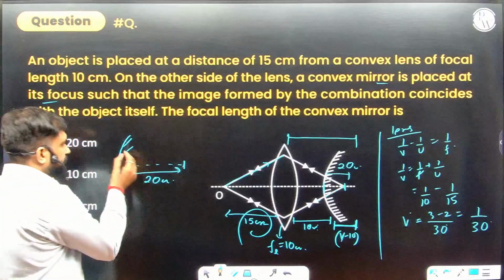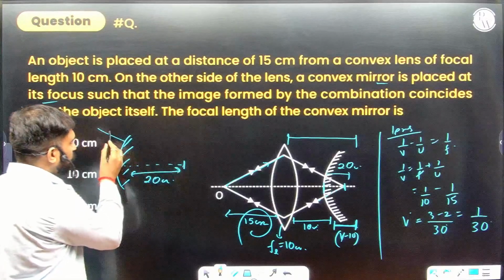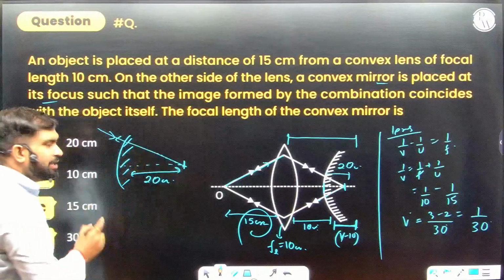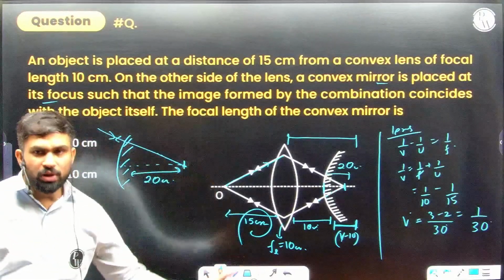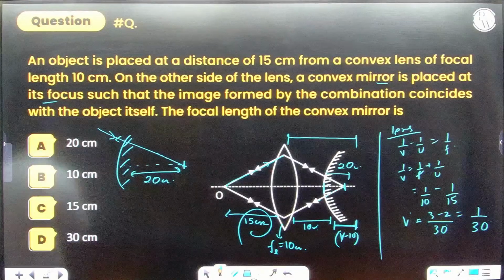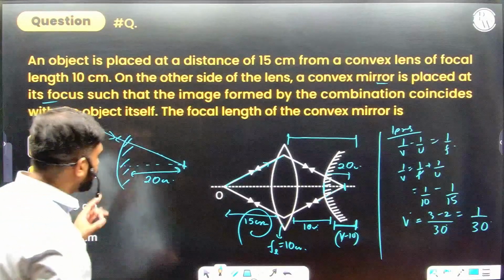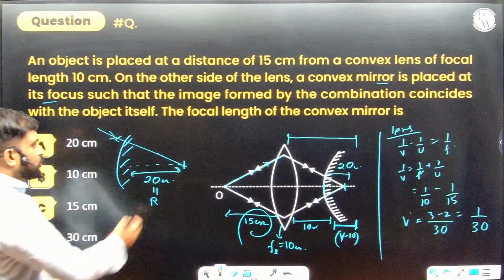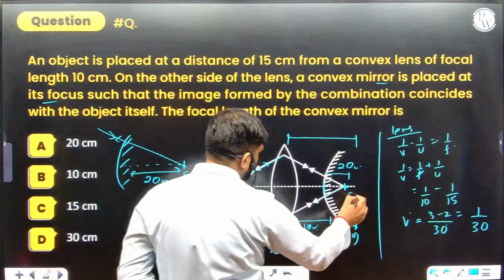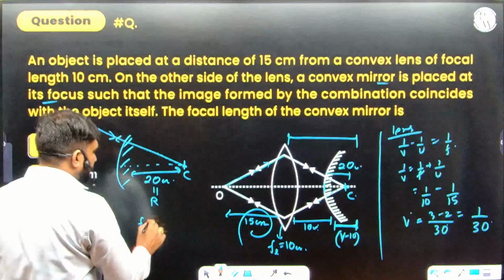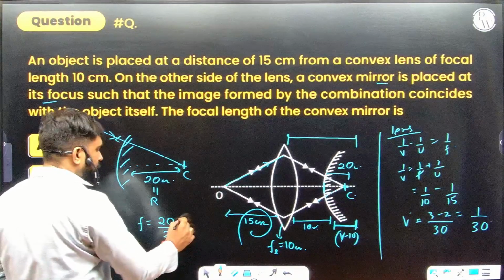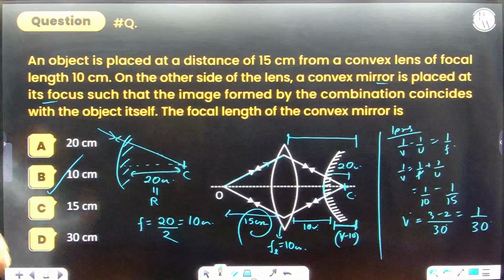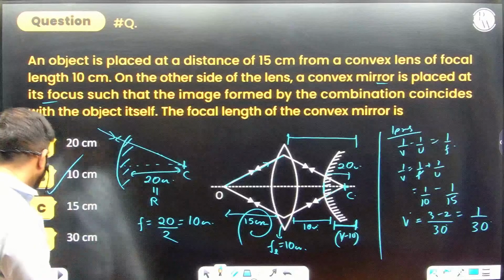That means if the rays are reflecting back along the same line, this should be along the radius. The point of convergence, where the intermediate image should have converged, should be the center of curvature. So this distance must be equal to the radius of curvature. If this is the center of curvature of your mirror, then the focal length will be 20 by 2, R by 2, which is 10 centimeters. So this is how we can answer based upon the situation.